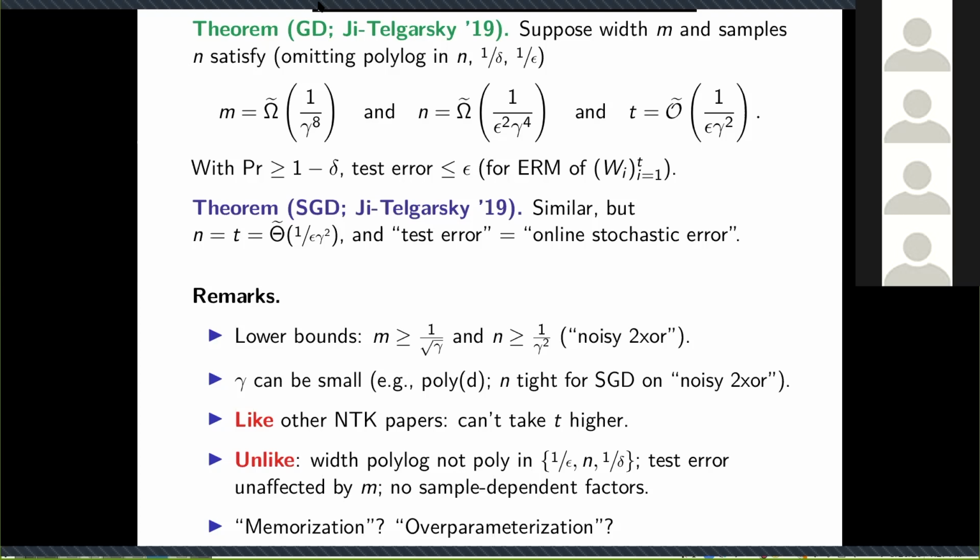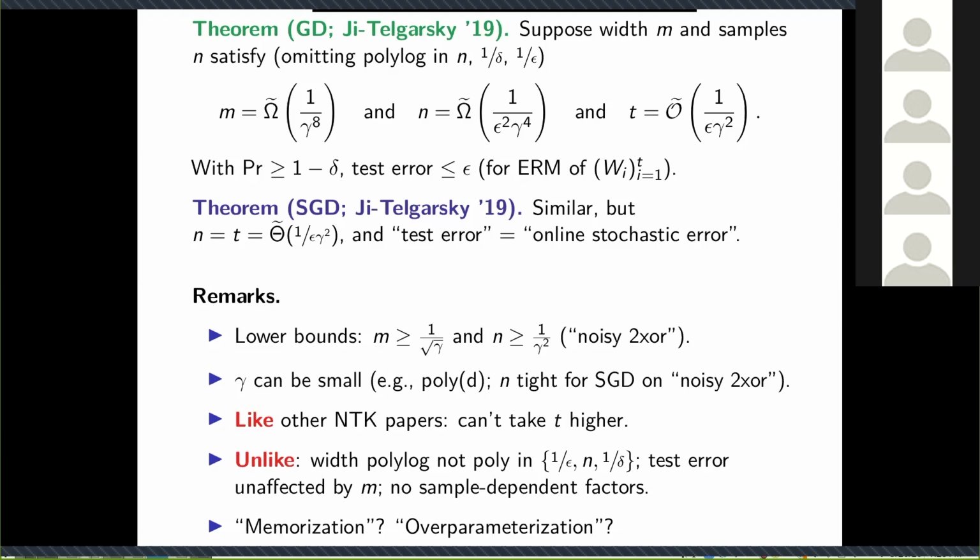I'm curious, do you know anything about lower bounds on n here? Because you have this 1 over gamma to the fourth dependence. Do you think that's tight, or do you have evidence either way?